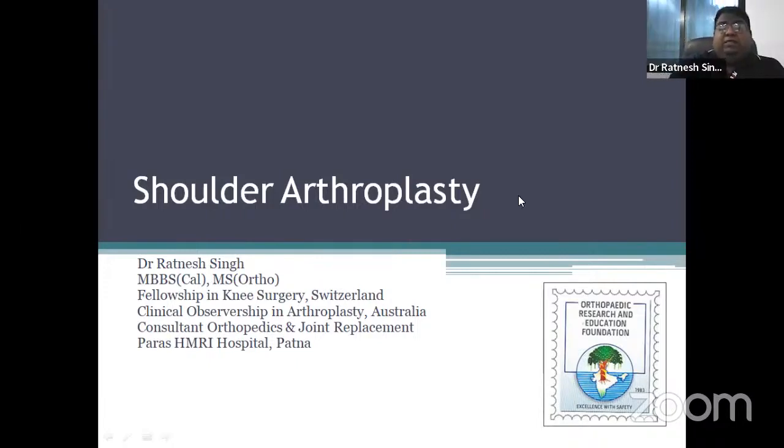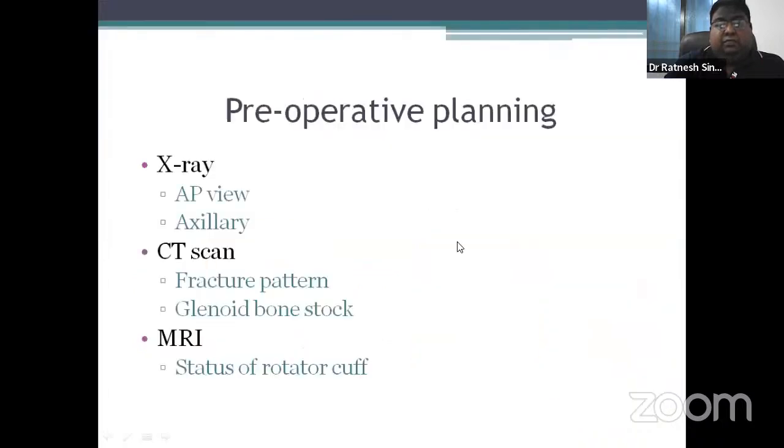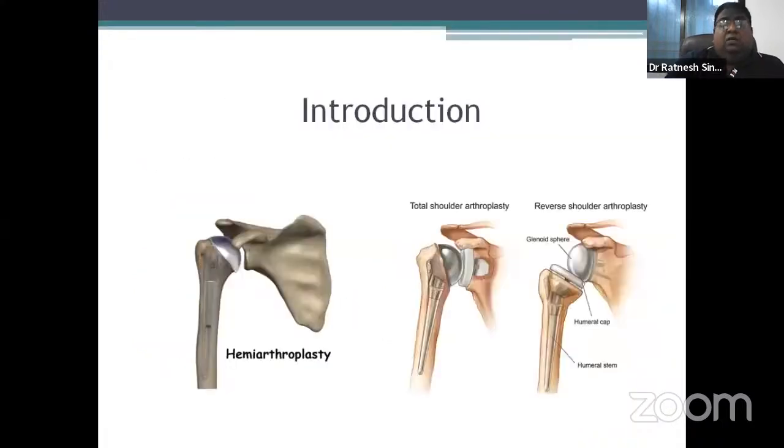Today I shall discuss the basics of shoulder arthroplasty. For the sake of description, I have divided this into three types: hemiarthroplasty, total shoulder arthroplasty, and reverse shoulder arthroplasty. We are basically talking about replacement arthroplasty here.